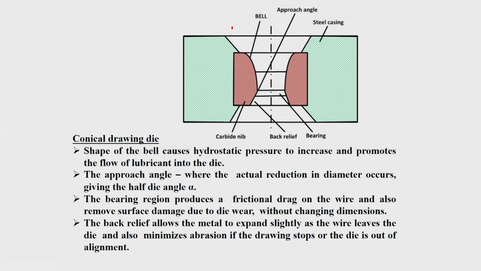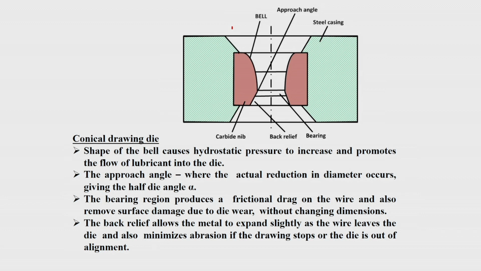You will find that at the entry there is a bell shape. This shape is such that it facilitates hydrostatic pressure to increase and promotes the flow of lubricant into the die. You will be adding some lubricant into the material so that the friction at the workpiece-die interface is reduced.